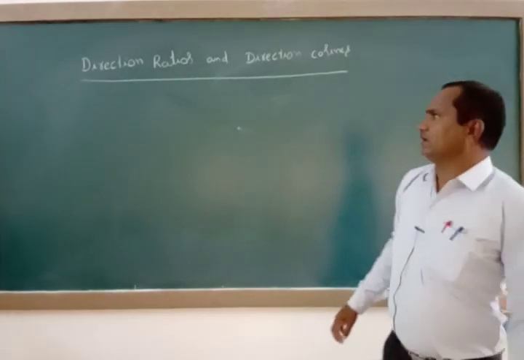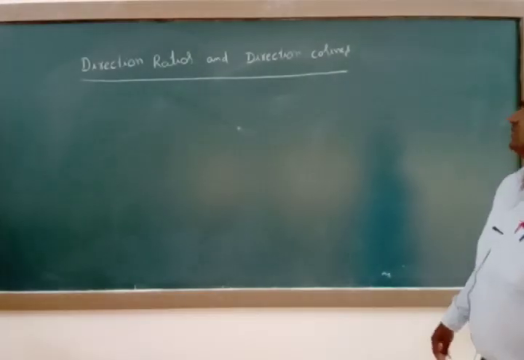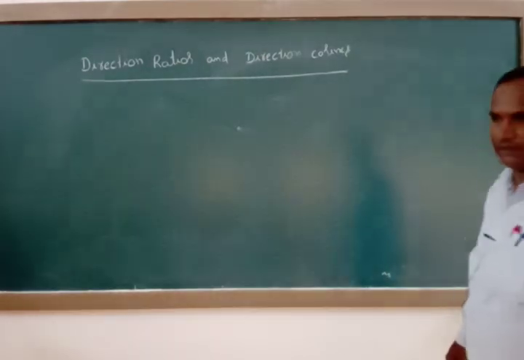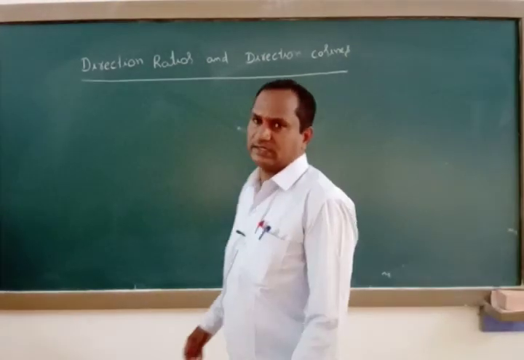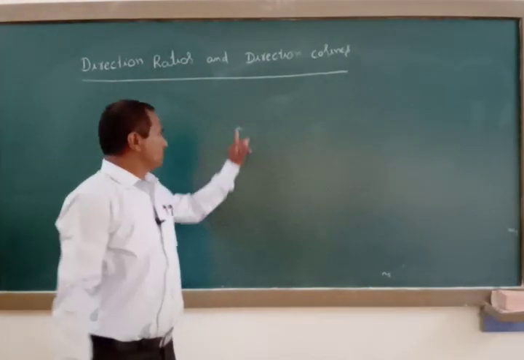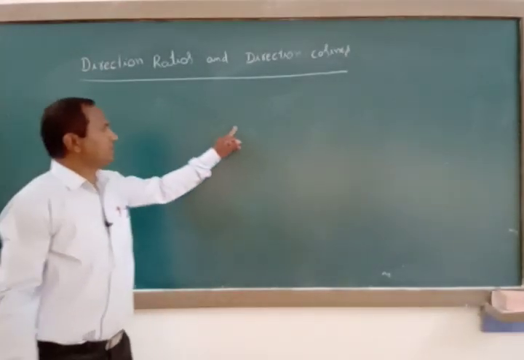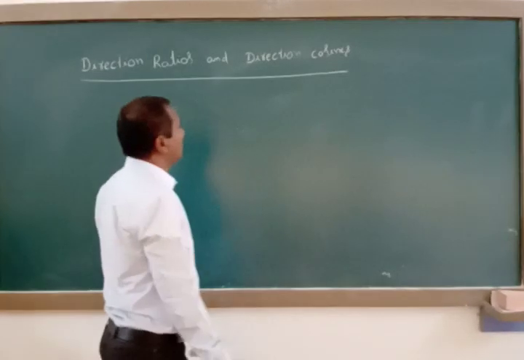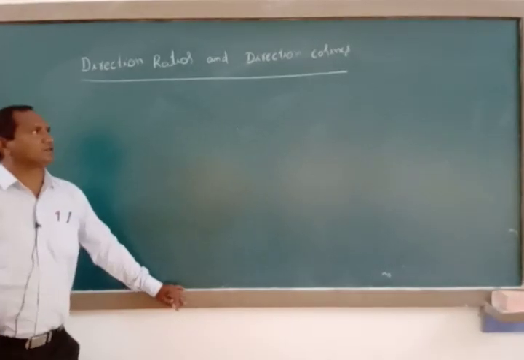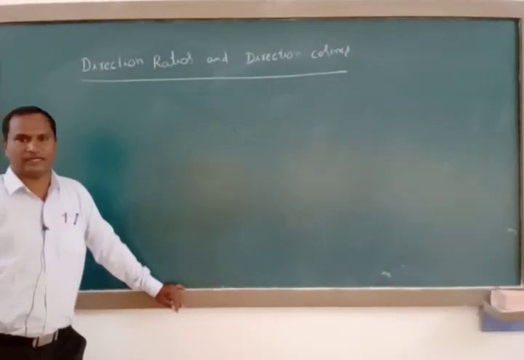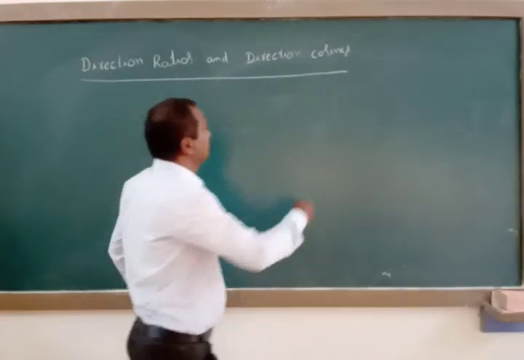I already told you about direction ratios and direction cosines in vectors also. This is similar to the vectors chapter. In case of direction ratios and direction cosines, how we recognize them will be shown here.